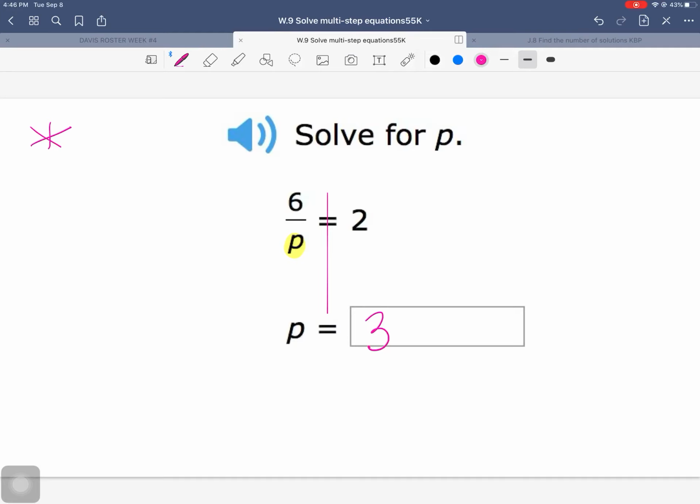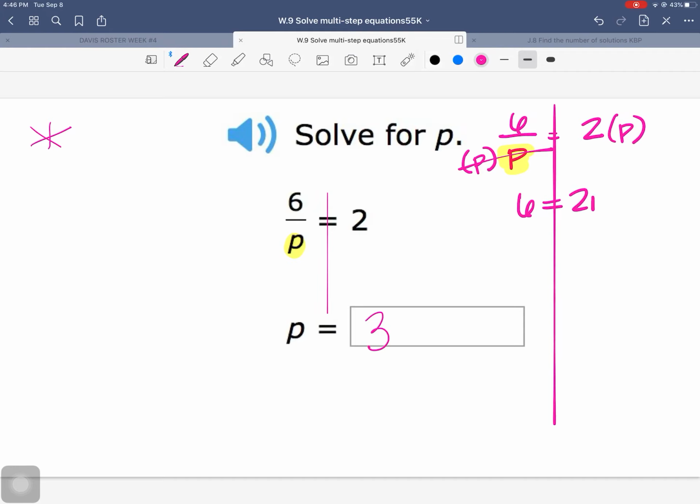Now, if we were going to solve it algebraically, so if we have 6 divided by p equals 2, for the most part, you're not going to usually see your variable on the bottom as the denominator. But here we do. So I'm going to actually have my p move to the right-hand side. And in order to do that, since 6 is being divided by p, I can multiply by p to move it, which leaves me with 6 is equal to 2p.